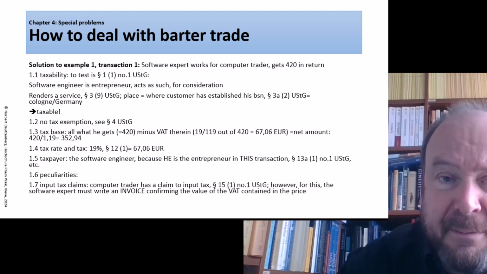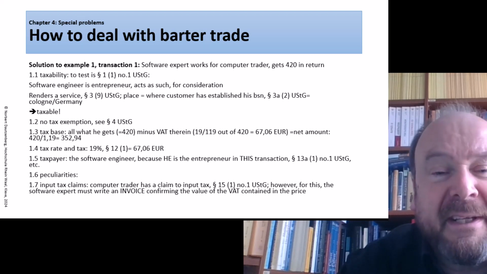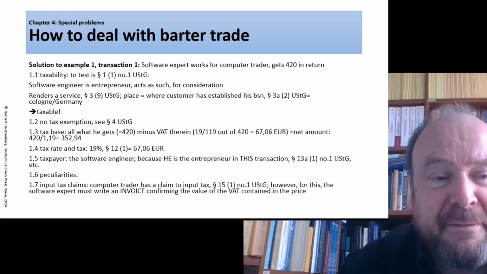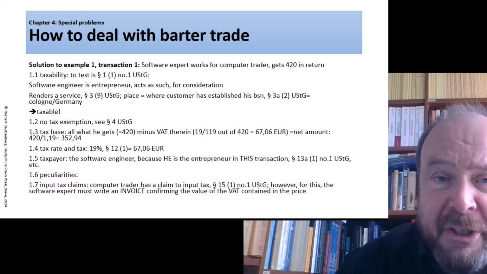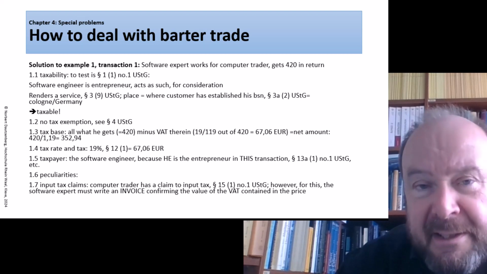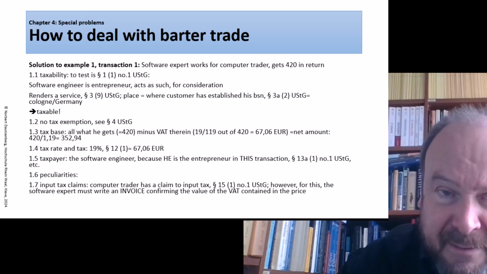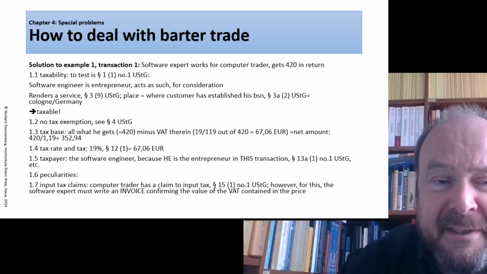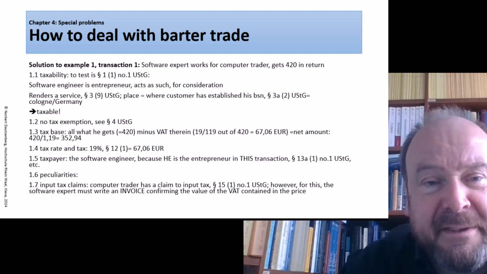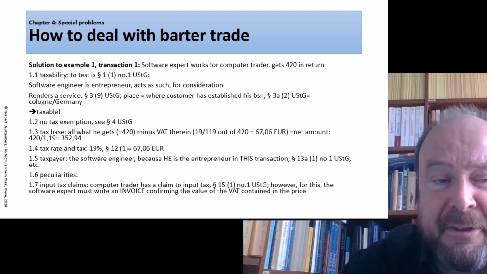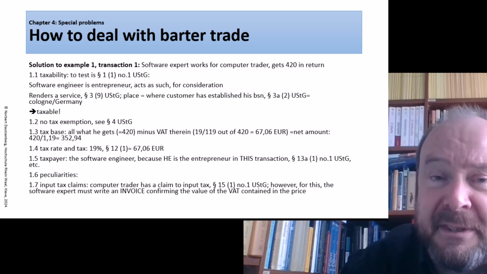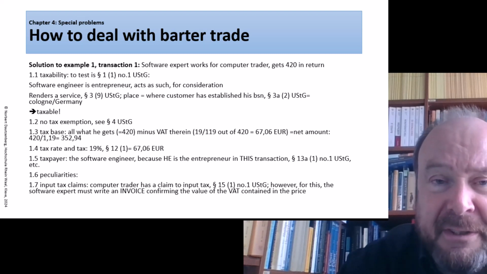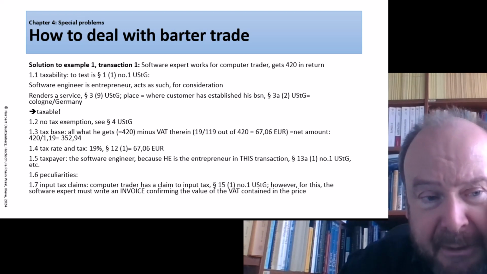So if we want to analyze this, here's the solution for transaction 1. The software expert works for the computer trader, gets 420 in return. Taxability is to be tested first. The software engineer is an entrepreneur, acts as entrepreneur, is for consideration because he wants something in return. What he does is a service, and the place of the service is where the customer has established his business. That's in Germany, so taxability in Germany, yes, we have it. No tax exemption is visible, so fully liable to tax.